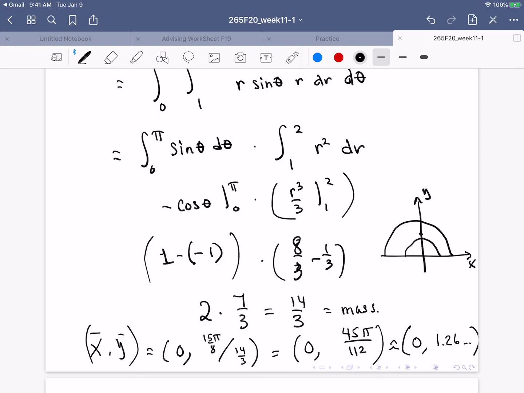Now going back up to my region, I can just do it here, I guess. .26 means that we're about right there. And that makes sense because the density is y, the density of the region is going to be less dense down here, but more dense up here. So even though there's less region, less area up here, it's more dense. And so it makes sense that that center of mass is above y = 1.